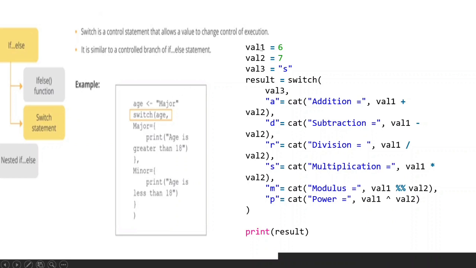As you can see here, there are three variables, val1, val2 and val3, with values 6, 7 and s. Inside the result, we have a switch case. Val3 is checked, and val3 is s. By separating with commas, we are separating all the cases. When it is s, it goes directly to s, where the multiplication of val1 and val2 is done and assigned to result, and the result gets printed. So this is the way we can use switch statements in our programming.